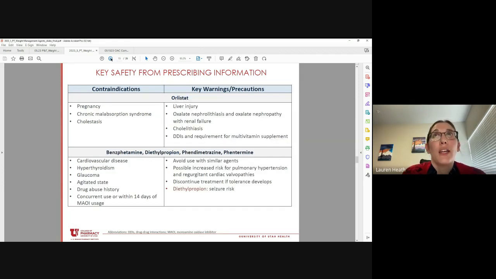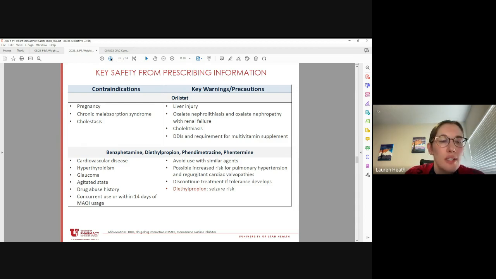Orlistat is contraindicated during pregnancy and among people with chronic malabsorption syndrome or cholestasis. Key warnings or precautions for use of orlistat are the risks of liver injury, oxalate nephrolithiasis or oxalate nephropathy with renal failure, cholelithiasis, drug-drug interactions with multiple medications, and since orlistat interferes with absorption of some vitamins, supplementation with a daily multivitamin is recommended.